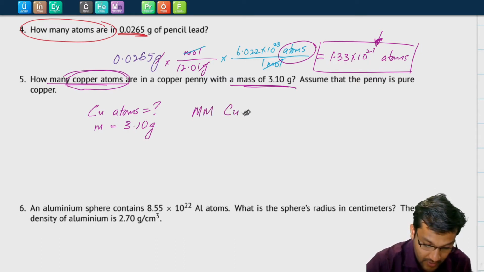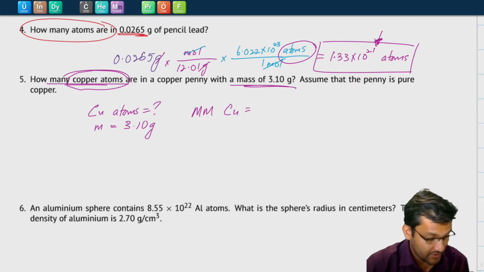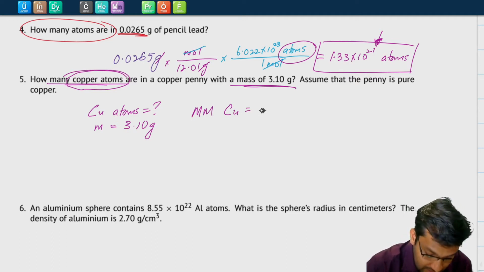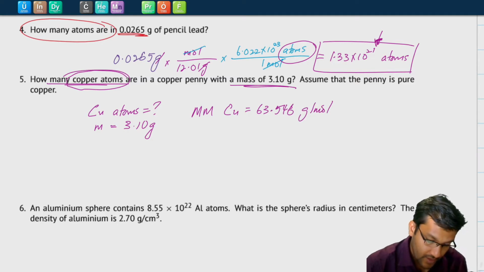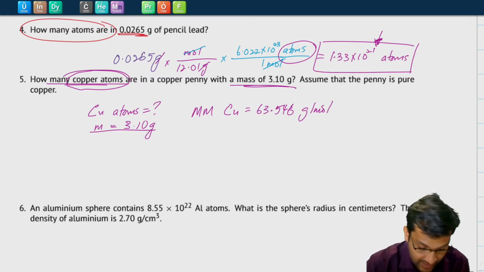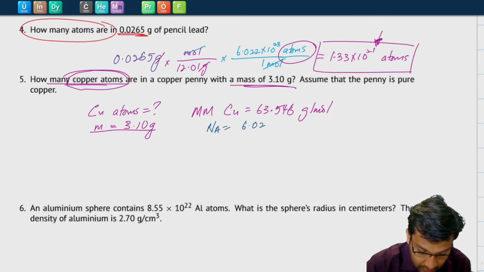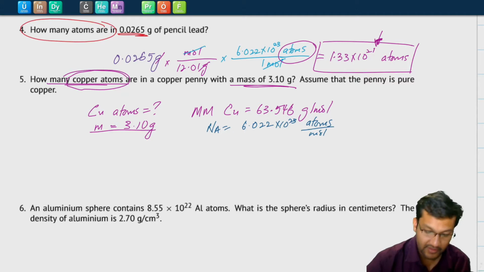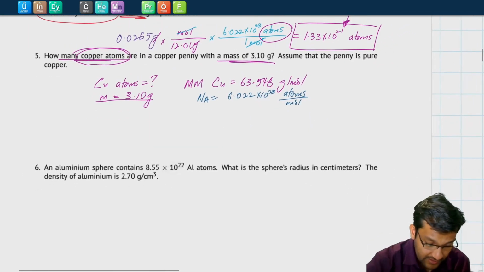So the molar mass of copper, if you look that up in your periodic table, you'll see is 63.546 grams per mole. And so that will help us to convert mass to number of moles. But to convert to number of atoms, we'll also need Avogadro's number, which is a number that you should memorize, but it's 6.022 by 10 to the 23rd particles, in this case atoms, for 1 mole. So that's our units for Avogadro's number. So let's set this up.